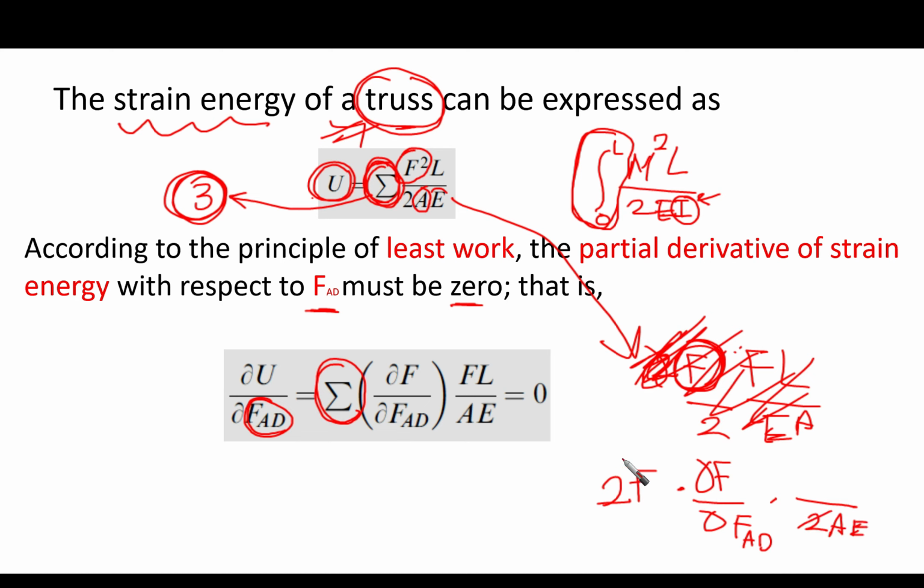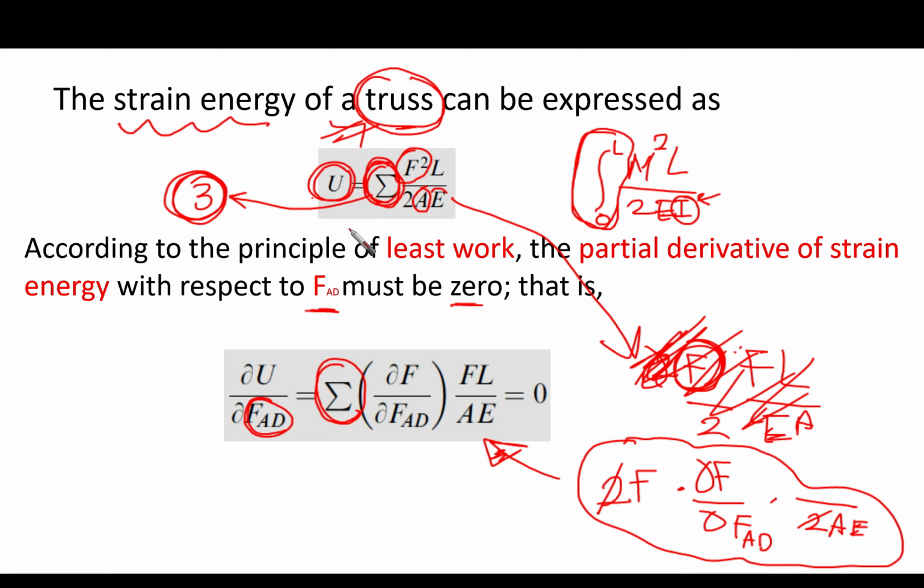2 would cancel with 2, and then we are going to end up with partial f of AD times FL over AE, right? So this is how we could obtain the derivation from the strain energy expression.